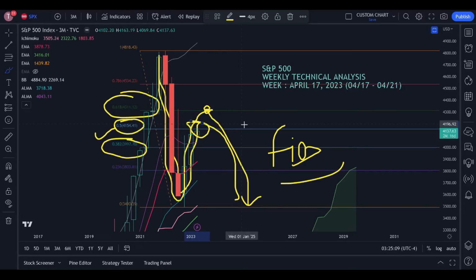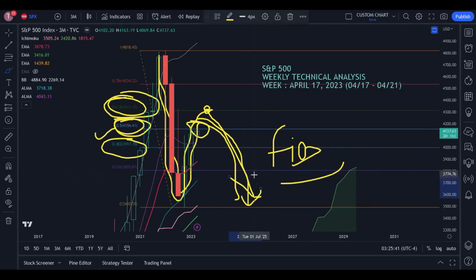But if it fails to clear 4155 on the weekly basis itself, in that case we can anticipate that it is not expected to move towards the 61.8% Fibonacci retracement level. Rather, it will form a lower high around 4155, 4160, plus minus a few points, and then it will resume the bearish trend, and it will enter into the recession.